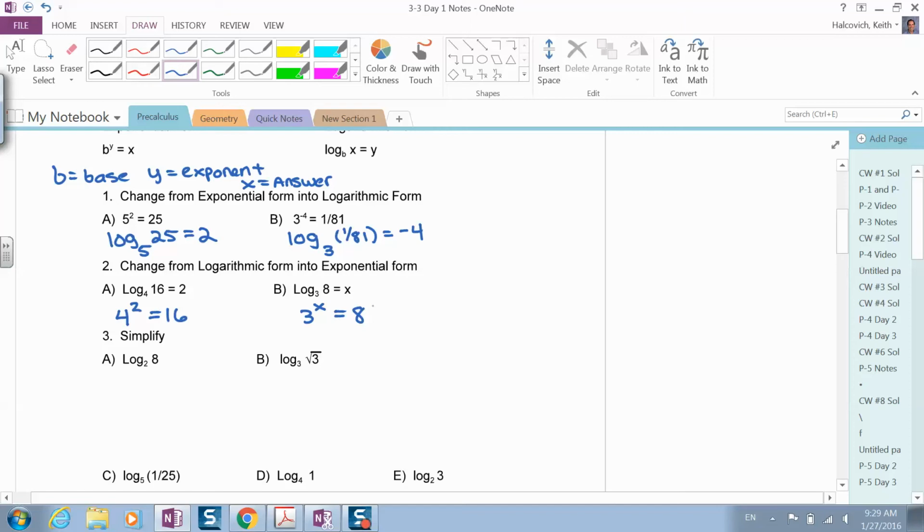So when you're looking to simplify, here this says log base 2 of 8. Well, you can just make it equal to x. So basically you're asking the question 2 to the x equals 8. Well, 8 is the same as 2 to the third, so x is equal to 3. Here, you're asking 3 to what power is equal to the square root of 3. Well, remember, the square root of 3 is equal to 3 to the 1/2 power. So that means x is equal to 1/2.